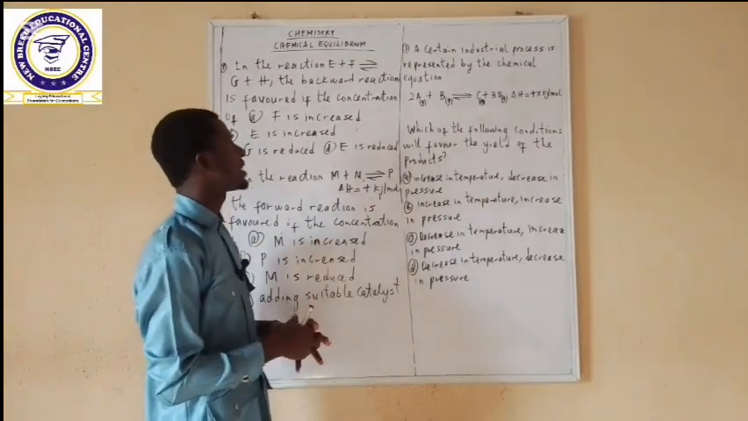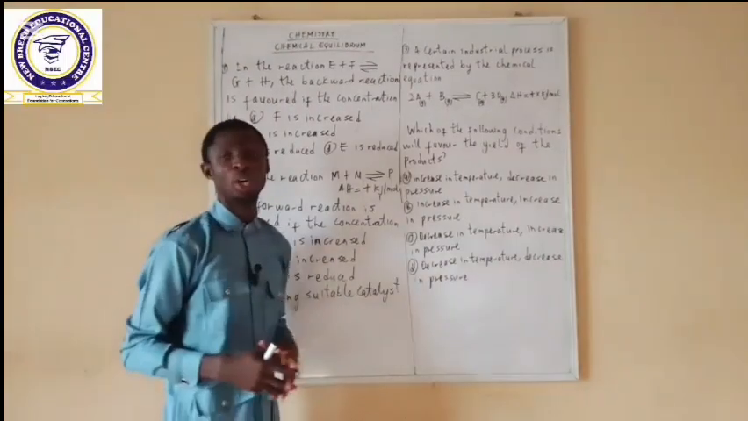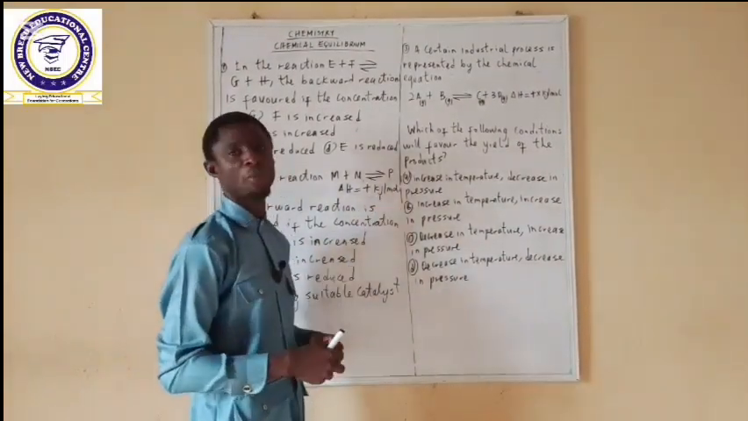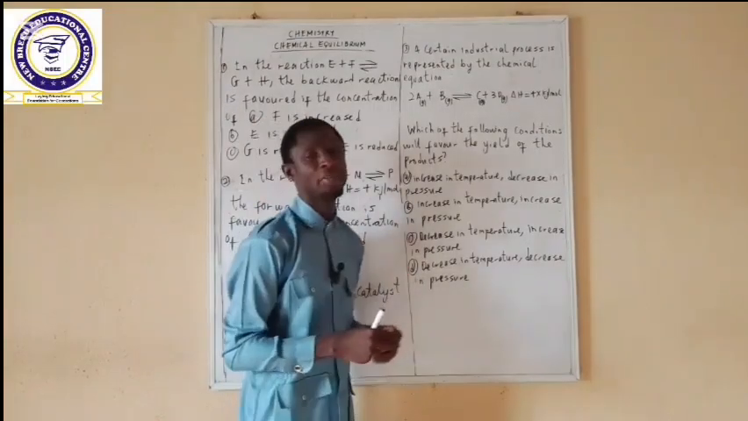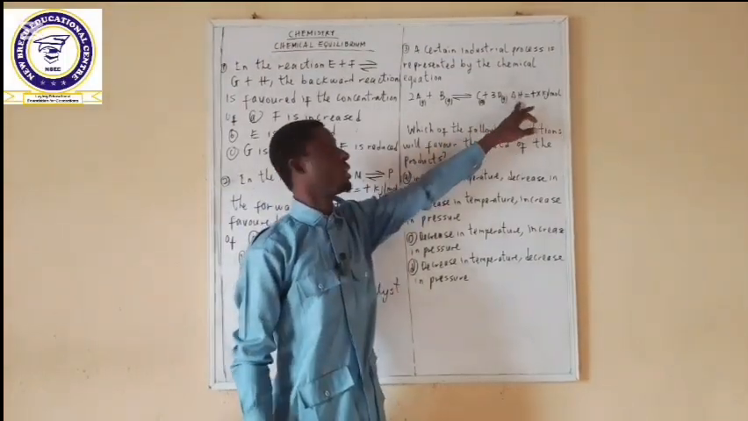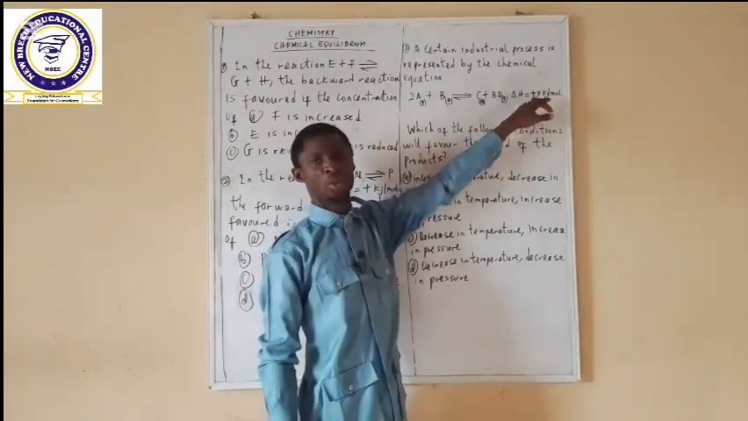A certain industrial process is represented by the chemical equation. Which of the following conditions will favor the yield of the products? Now let's first pick that of temperature. To know about the effect of temperature on a chemical system in equilibrium, we have to look at our delta H. Our delta H is positive. That means that this system is taking place under endothermic condition.